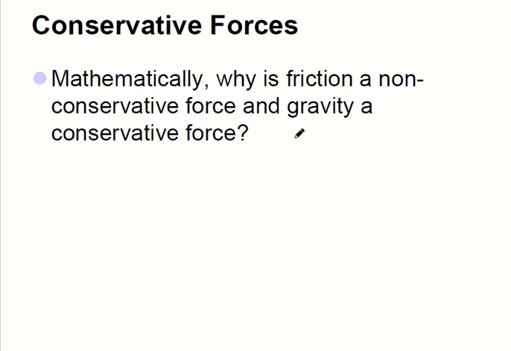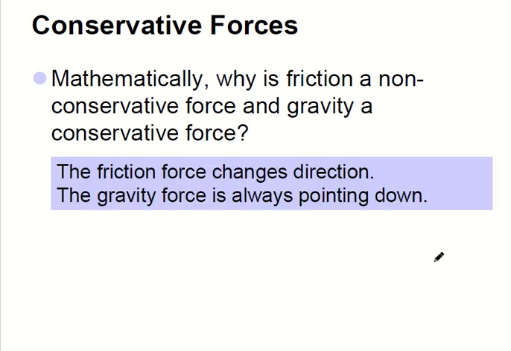Mathematically, why is friction a non-conservative force and gravity a conservative force? Let's put it into a mathematics context. The friction force, you change direction. Gravity force is only going in one direction. Therefore, friction is non-conservative because it depends on the path, and gravity is conservative because it doesn't depend on the path.